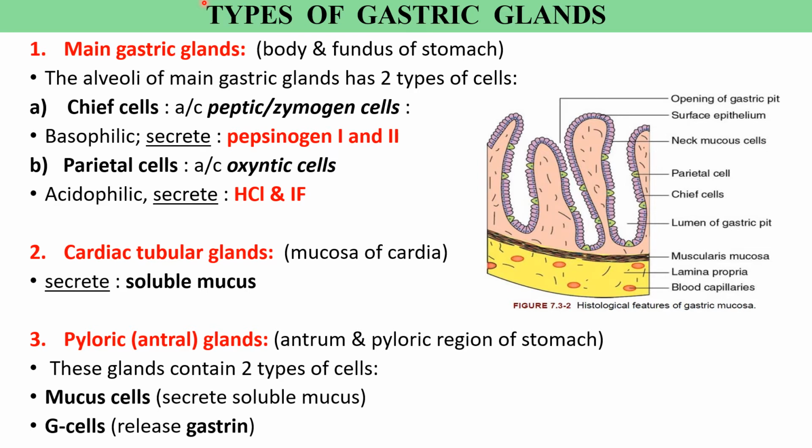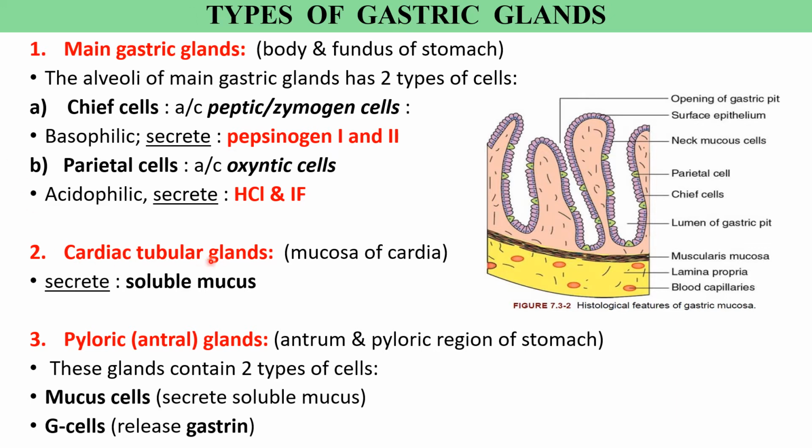The alveoli of main gastric glands has got 2 types of cells. The first type of cell is chief cells, also known as peptic cells or zymogen cells. Now these chief cells are basophilic in nature, and they secrete pepsinogen 1 and pepsinogen 2. The second type of cells are called parietal cells and also oxyntic cells. So parietal or the oxyntic cells are the second type of cells which are present in the main gastric glands. These parietal cells are acidophilic, and they are responsible for secretion of hydrochloric acid and the intrinsic factor.